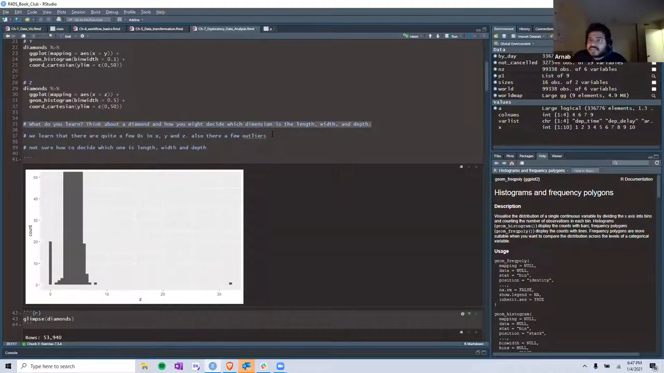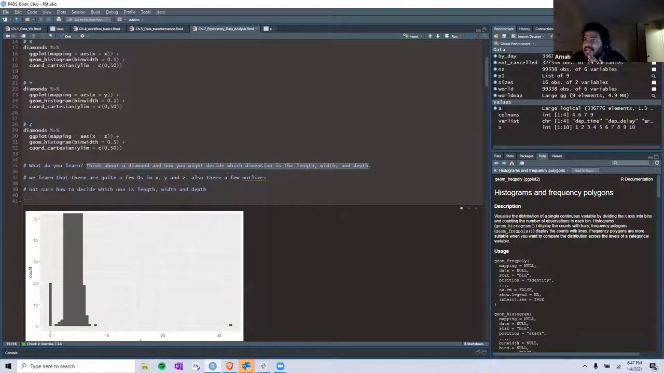But the next part of the question was, what do you learn? Think about the diamond and how you might decide which dimension is length, width, and depth. This is something I could not figure out. If anyone has any thoughts, that would be really great, because I don't know how to figure out which one is the length, width, and depth depending on these initial explorations. Any thoughts, anyone?